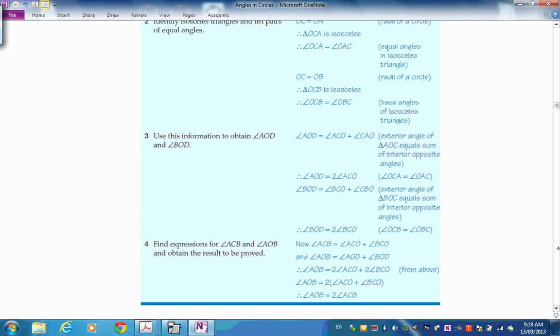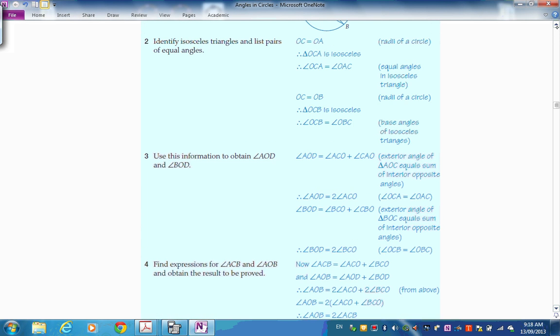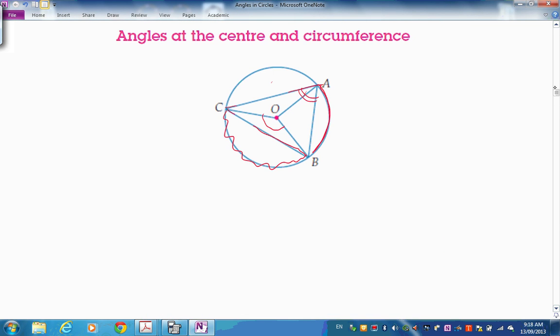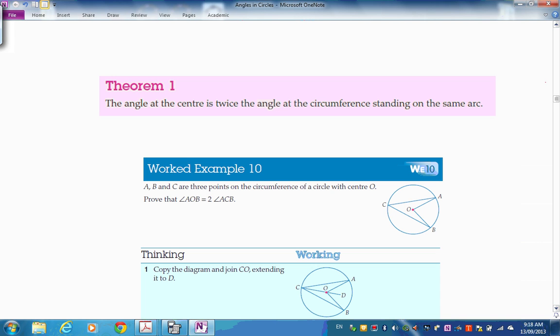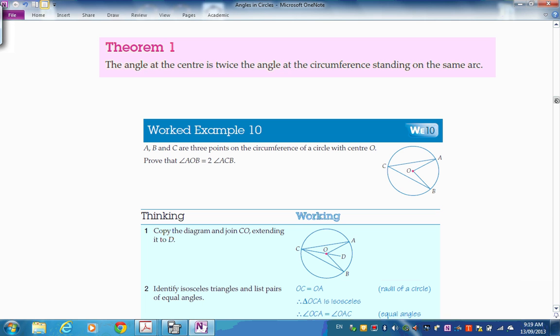Here's a chance to establish something. We'll just come back here. All right, theorem. The angle at the centre is twice the angle at the circumference standing on the same arc. Do we believe that? Let's have a look. If we look at that angle AOB, that's that one, it is supposed to be twice that one. Well, that one's twice that one. Oh yeah, it looks pretty much like that.